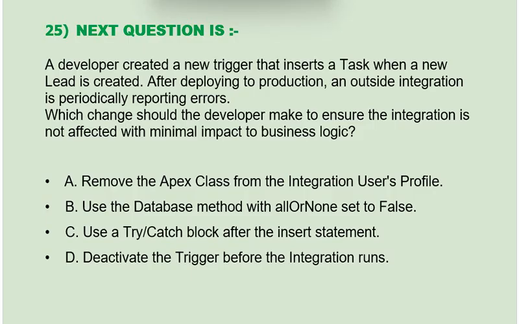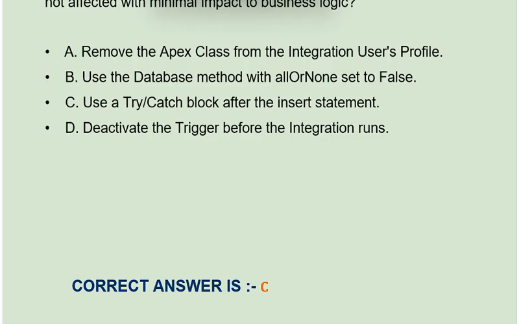Option A, remove the Apex class from the integration user's profile. Option B, use the database method with allOrNone set to false. Option C, use a try/catch block after the insert statement. Option D, deactivate the trigger before the integration runs. Correct answer is option C.